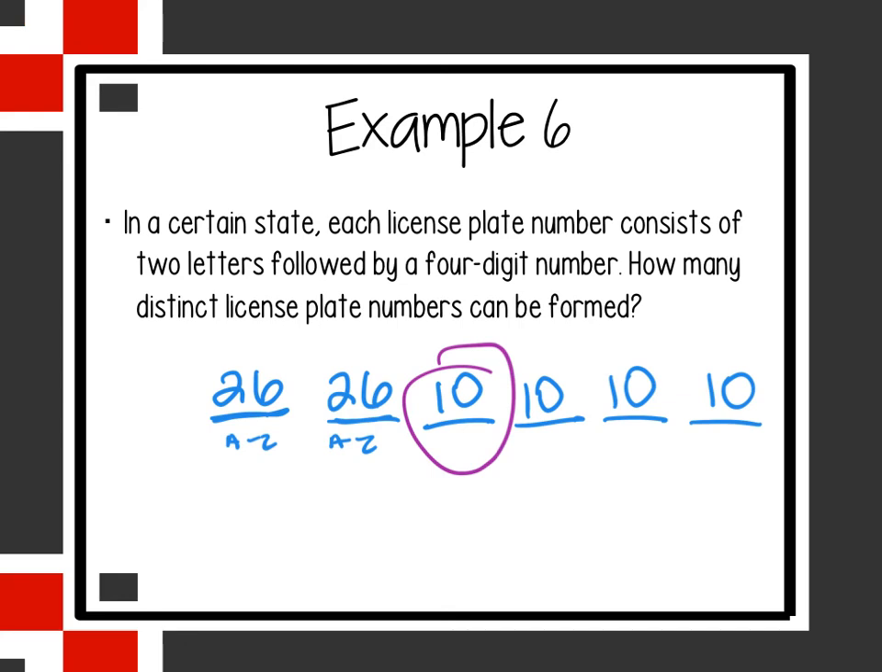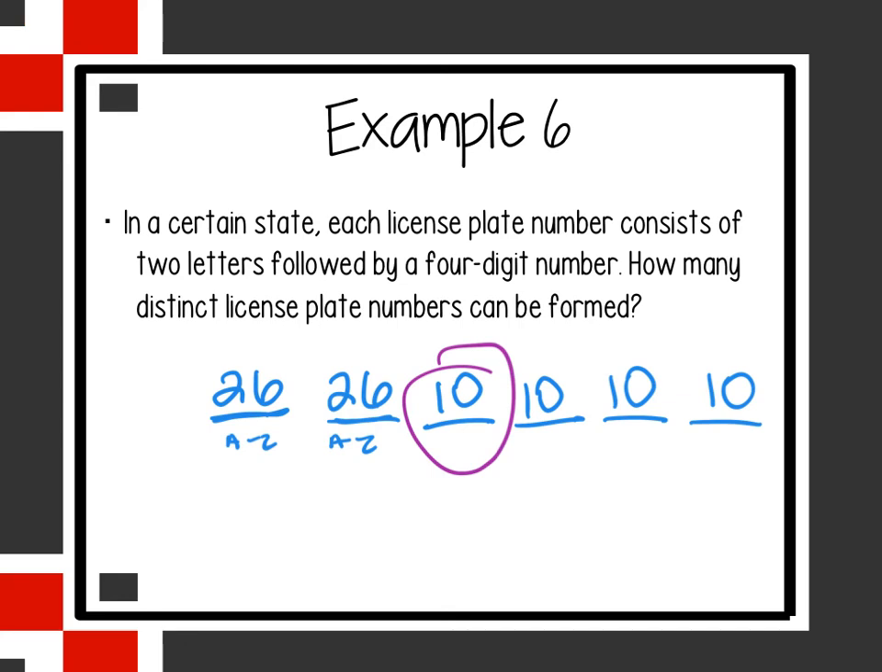Where'd the 10 come from? There are 10 one-digit numbers, right? 0, 1, 2, 3, 4, 5, 6, 7, 8, 9 can fill that spot. Do you only decrease by 1 when it tells you? If it said it couldn't repeat, you decrease 1, decrease 1, decrease 1. But if it said don't include A on the first one, then you're only eliminating A from the first one. 26 could still be there for the second one.